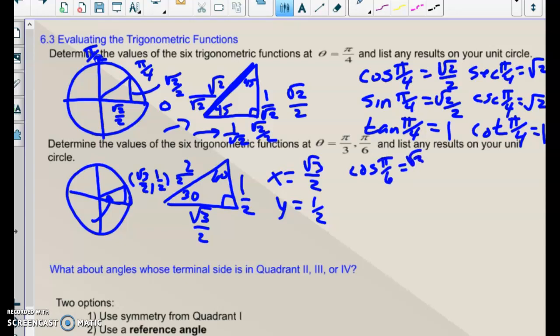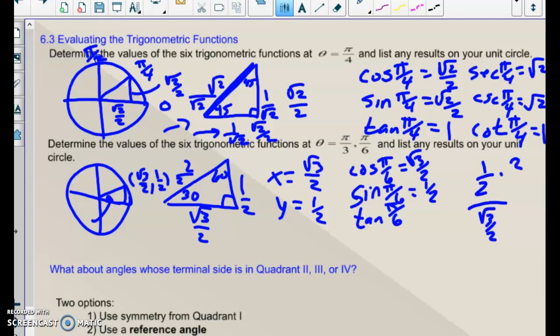Well, we know that the cosine is the x, and we get root 3 over 2. We know that the sine is the y, which gives me 1/2. And we also get the tangent of pi over 6. Now, if I do this, we know that it's sine divided by the cosine. I'm going to do it once so you guys can see it, times the reciprocal. And I get 1 over the square root of 3. And if you rationalize that, you get root 3 over 3.